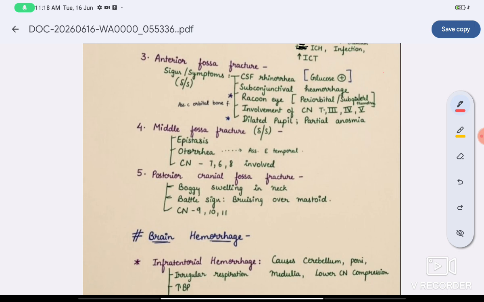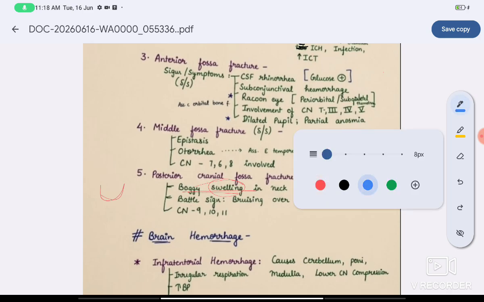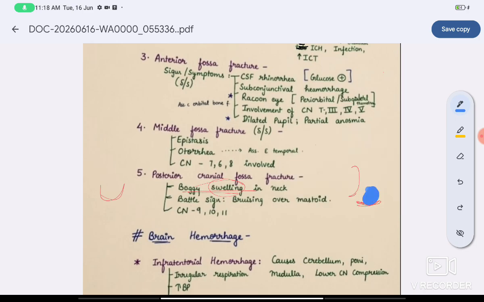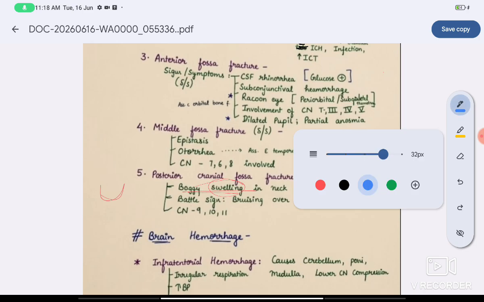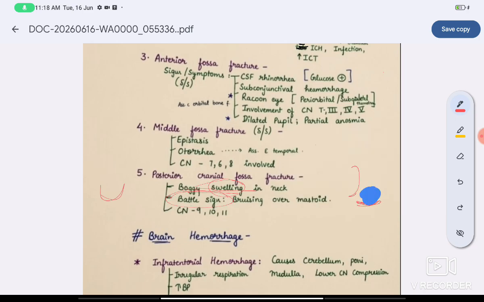In posterior cranial fossa fracture, it causes a boggy swelling in the neck, because there may be herniation of the brain content, so it will appear as a swelling in the neck. Apart from that, there is Battle sign. Battle sign means this is the patient's ear, and somewhere here is the mastoid process. There is bluish discoloration, that is bruising of the mastoid process. This is known as Battle sign. It is a very important clinical sign. Never forget Battle sign, or you will lose an important battle in your life.